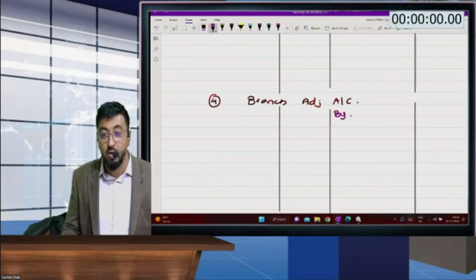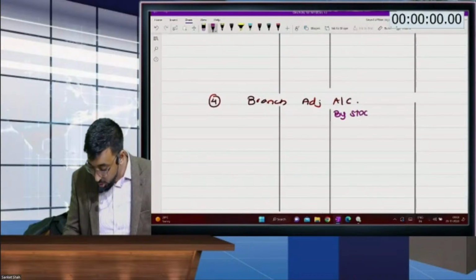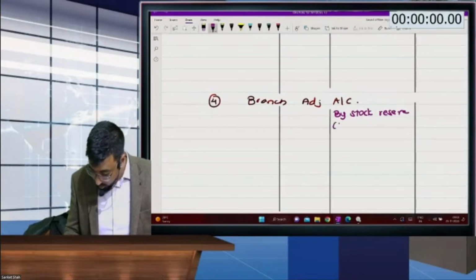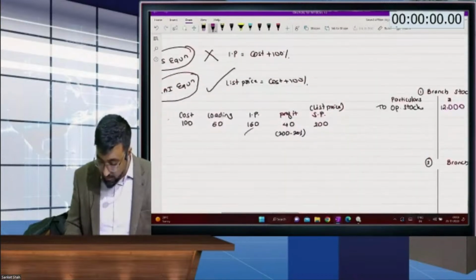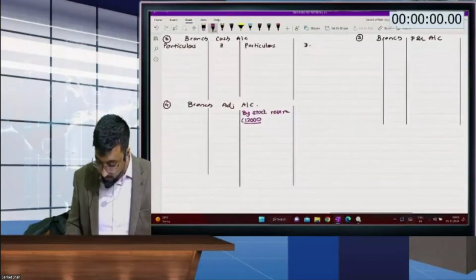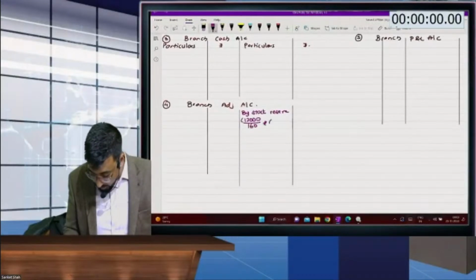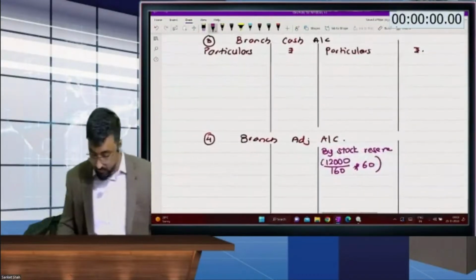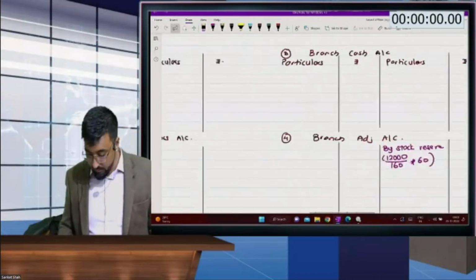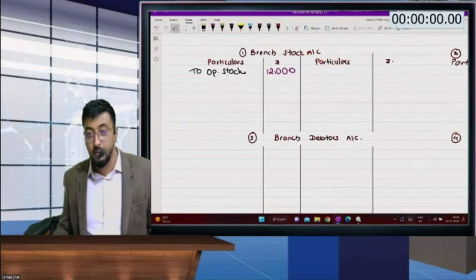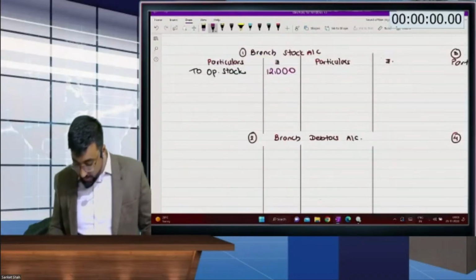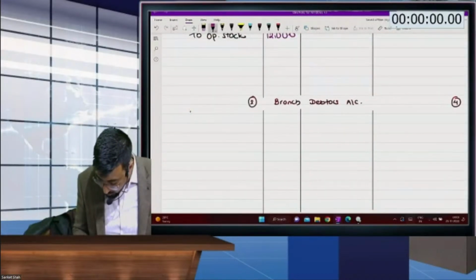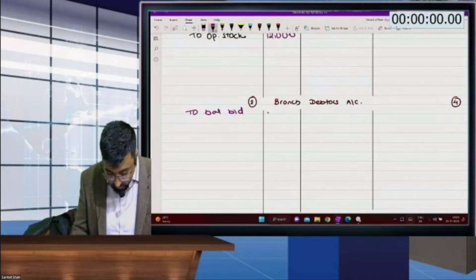Branch adjustment account is for cancellation of loading. By stock reserve 12,000. It reflects invoice price, that is 160. So 60 is loading, into 60, by stock reserve. After opening stock write debtors. Don't cancel loading on debtors. To balance brought down 10,000.